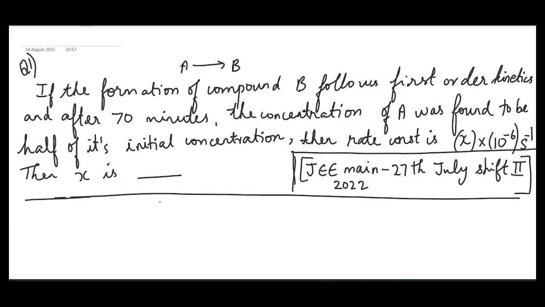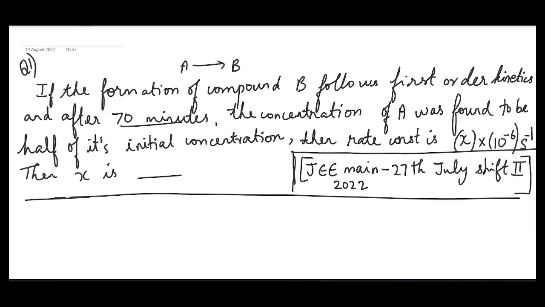In this video, we will be solving some problems of chemical kinetics which were asked in JEE. Now the first question says, they have given a reaction A gives B. If the formation of compound B follows first order kinetics, after 70 minutes the concentration of A was found to be half of its initial concentration.